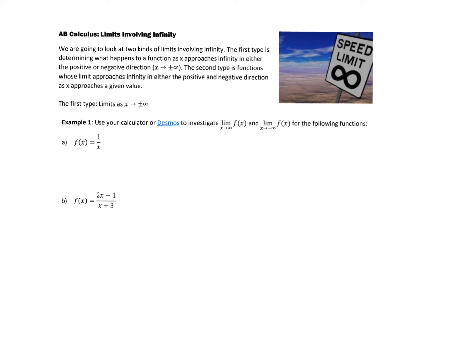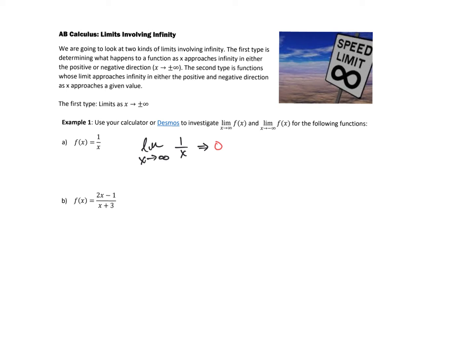So if I look at this first function, I have 1 over x. Well, if I take a limit as x approaches infinity of 1 over x, I have a number over really big. Well, what do I get when I have a number over really big? It goes to what? It is a horizontal asymptote, that's true, but it goes to 0. All right, let's look at this next one.